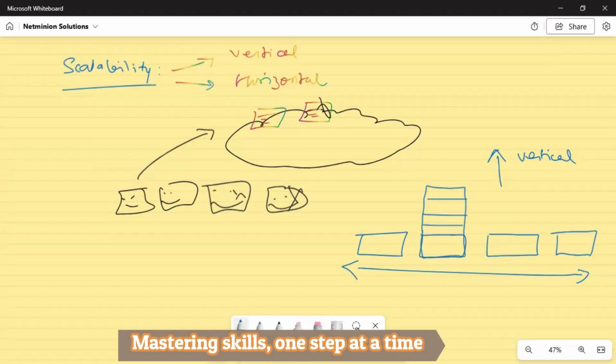I understand vertical is like upgrading our servers, increasing the RAM or upgrading the processor or storage, which is considered vertical. In terms of horizontal, we are adding more servers, new servers, based on our demand. Right? Right.